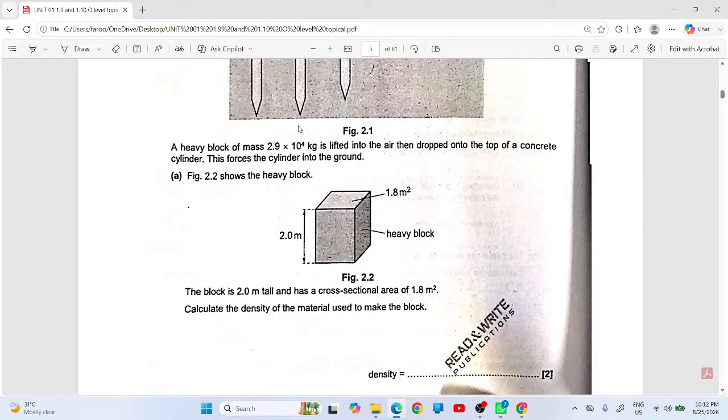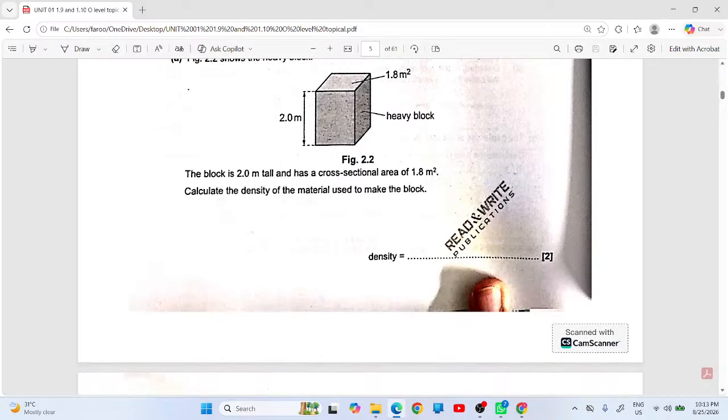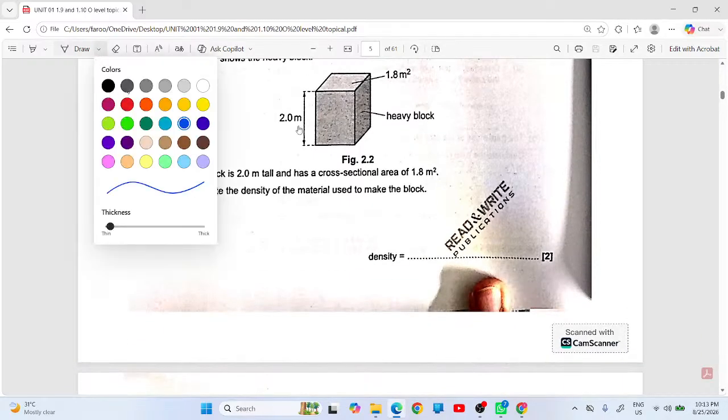This is the block's dimensions. The block is 2 meters tall and has a cross-sectional area of 1.8. Calculate the density. So first we will find the volume. Density is mass over volume. First find the volume and then put it in the density formula.